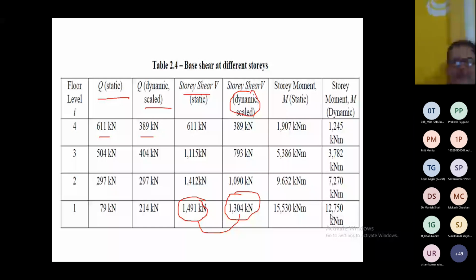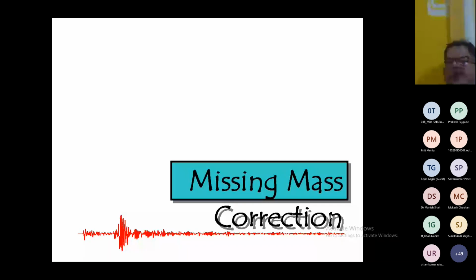So I think for this dynamic analysis, you have to follow the process. That is important. You have to understand, first of all, the mode shape. Once you understand the mode shape, it will be very easy for us, if we make a program in Excel, we can do this. But the mode shape we have to find out. The missing mass correction.